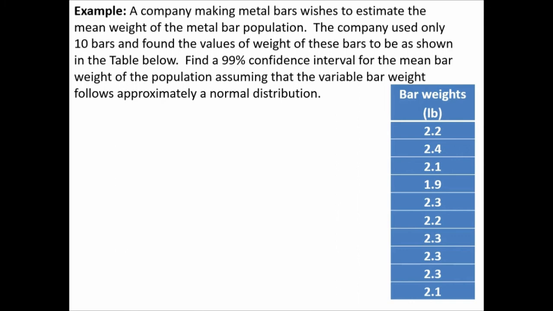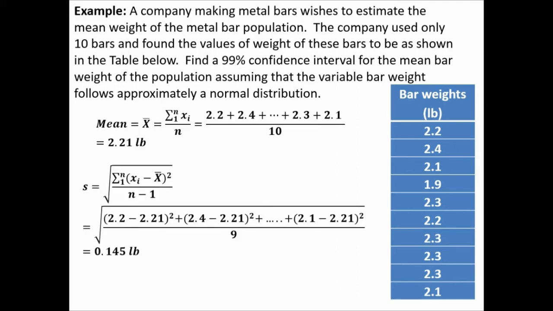This is a problem for the t distribution approach, straightforward. What we have to do here is calculate the mean value of the bar weights by adding up these values and dividing by 10, and also calculate the standard deviation. And don't forget that when we calculate the standard deviation for a small sample of less than 30, we use the n minus 1 in the equation, not the n.